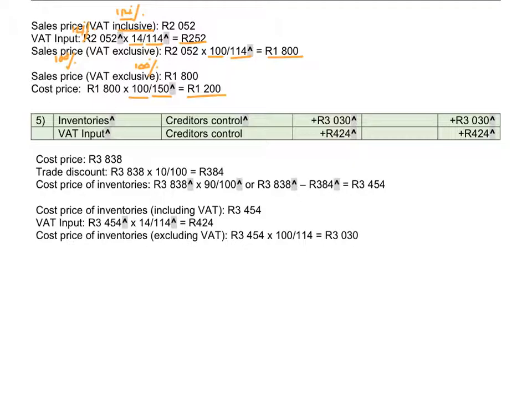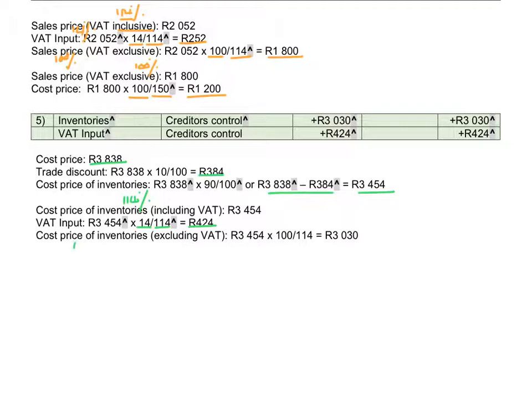The cost price is 3838. We subtract the 10% discount, 384, and that gives us 3838 minus 384, which equals 3454. That is the price that we pay for the goods including the VAT. So it includes VAT, giving us 114% equals 3454. The VAT that we want is 14% divided by the 114% that we know, which will give us 424.